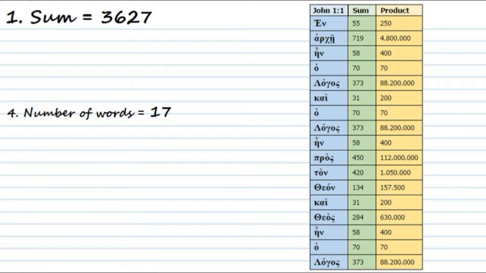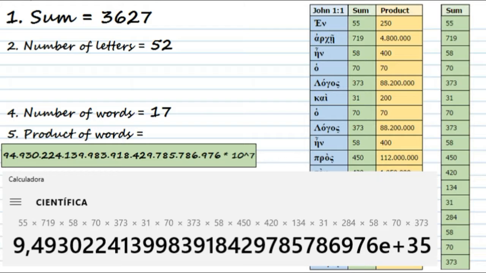The number of words, 17. The number of letters, 52. The product of the words, a very large number, 94 octillion, 930 heptillion, 224 sextillion, 139 quintillion, 983 quadrillion, 918 trillion, 429 billion, 785 million, 786,976 times 10 to the 7.